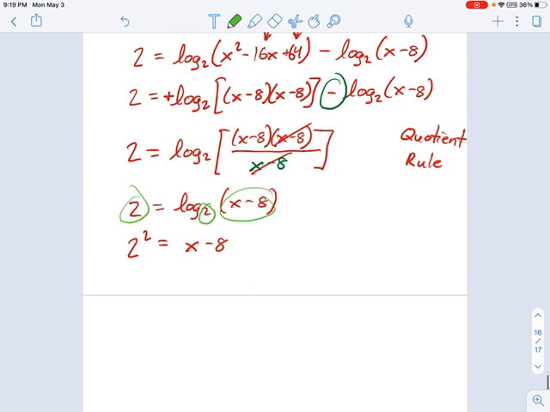So now, if we have 2 squared equals x minus 8, well, that's just 4 equals x minus 8. Add 8 to each side, we get x equals 12.